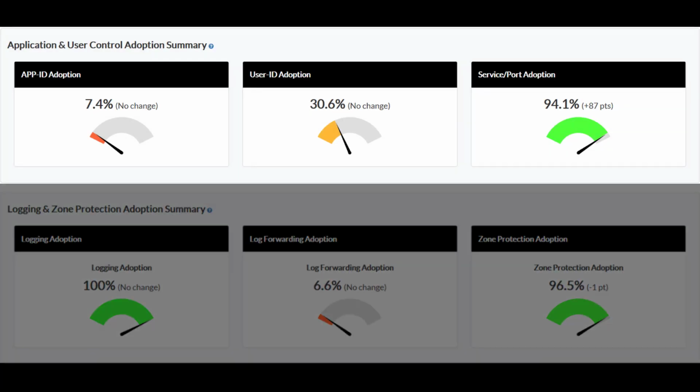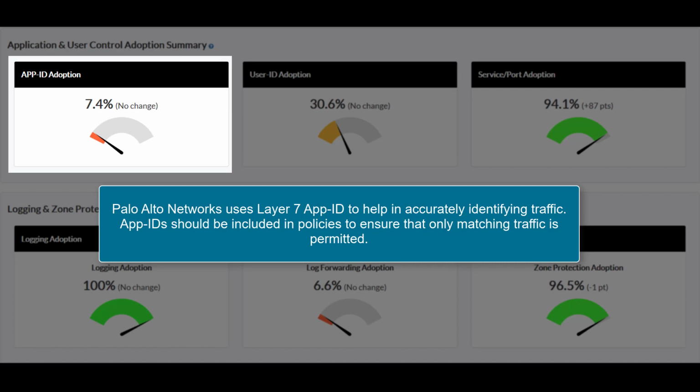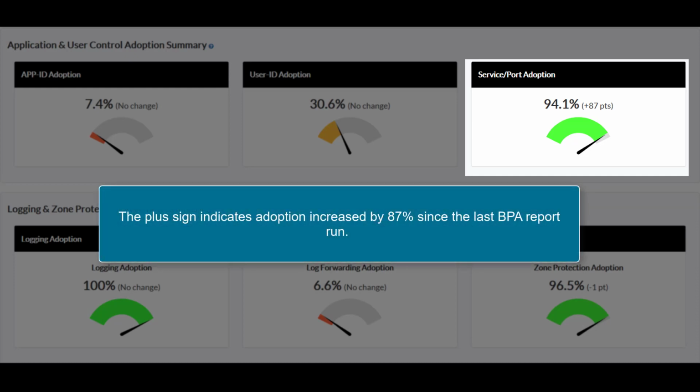The Application and User Control Adoption Summary section displays the App ID, User ID, and Service Port adoption. It is a good practice to include App IDs in policies so it identifies and permits traffic only if it matches. In looking at the Service Port adoption, we can see the company is doing well at 94%. Since the previous BPA run, they have increased by 87 points.